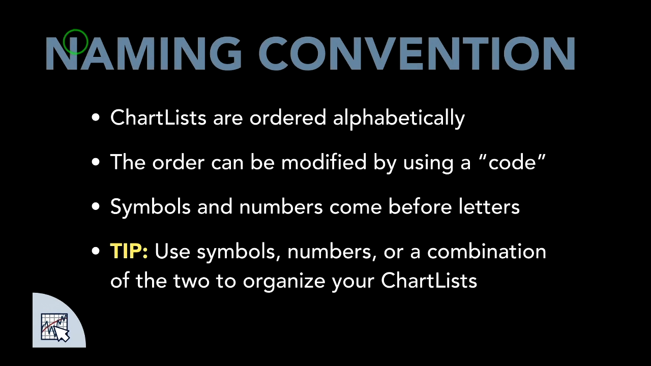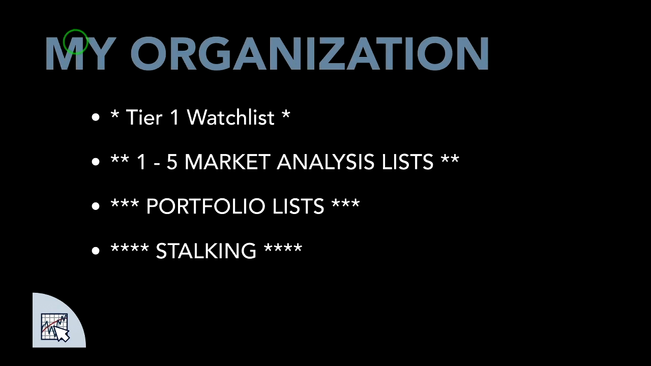So I'm going to show you how I've done that. I'm going to show you here in this presentation first before we jump over to the live site, because I think it'll help it make a little more sense. So for my personal organization, I've chosen stars. I said symbols and numbers. You can use a combination of symbols and numbers, you can just use numbers, just use symbols. I've chosen to use stars. They're kind of small. They don't take up much visual space, but they do allow me to modify the order of my chart lists.